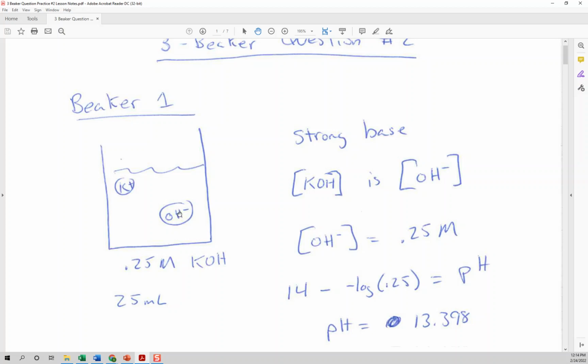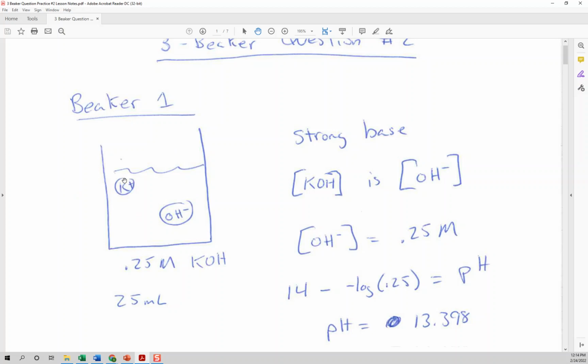If they ask me the concentration of potassium, I know it's 0.25. If they ask me the concentration of hydroxide, I know it's 0.25. Why? Because those subscripts are 1 in the compound. And if I want to know how many moles of each one I have, liters times molarity, 0.025 times 0.25 would give me moles of potassium. 0.025 times 0.25 would give me moles of hydroxide in Beaker 1.